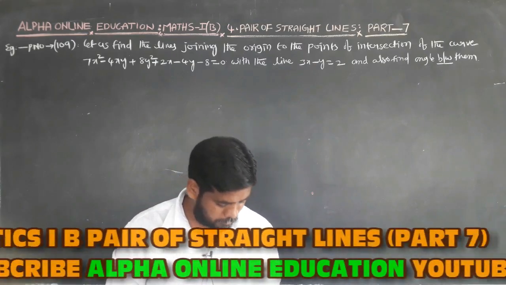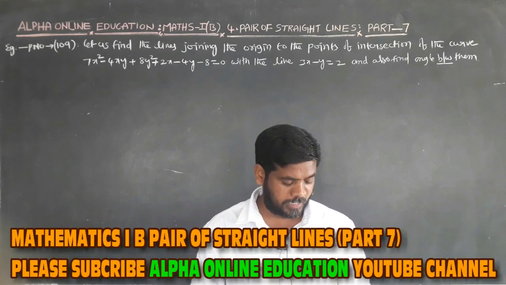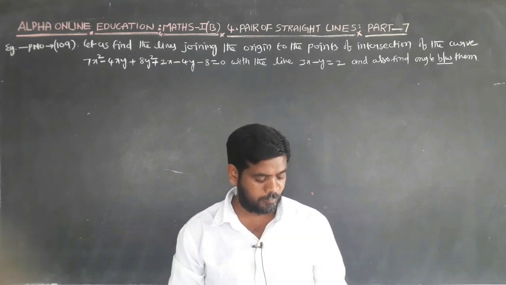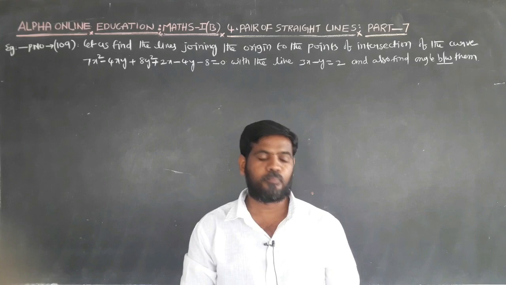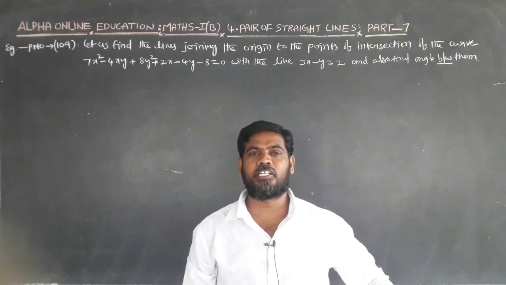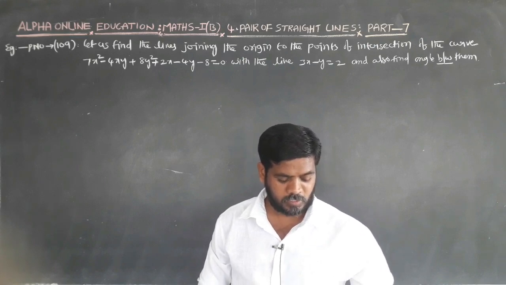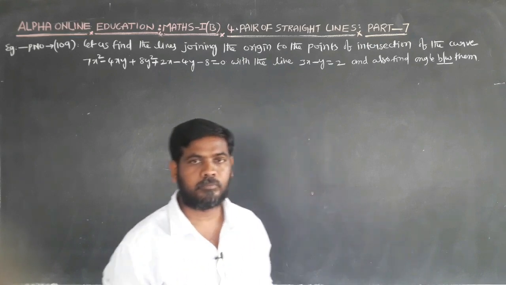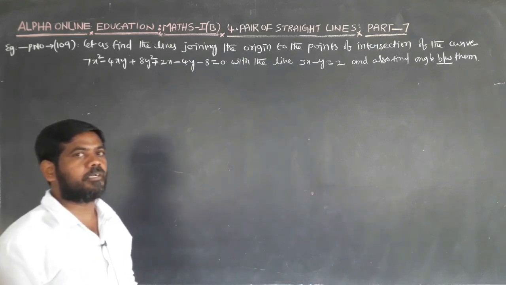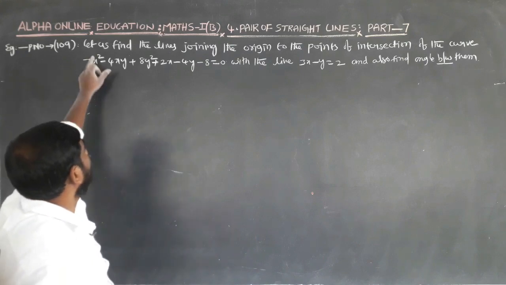One example problem. Pair of straight lines, first year Maths B, 4C homogenization problem. This is the last problem. Very important question for 7 marks.